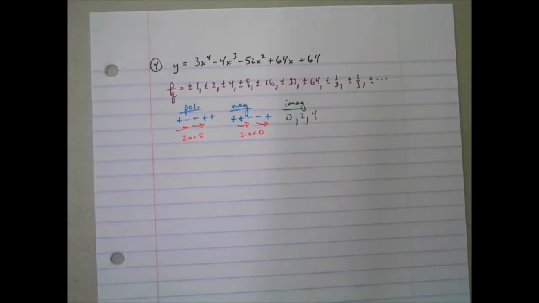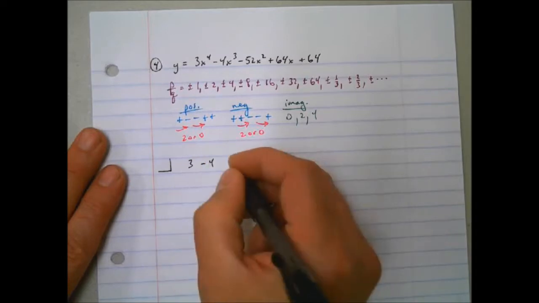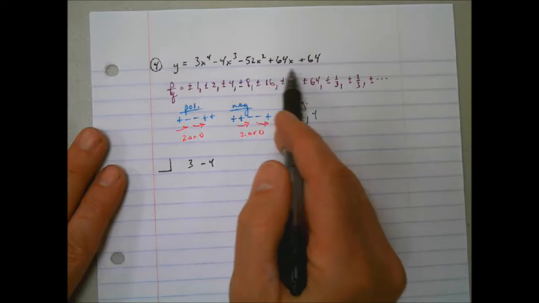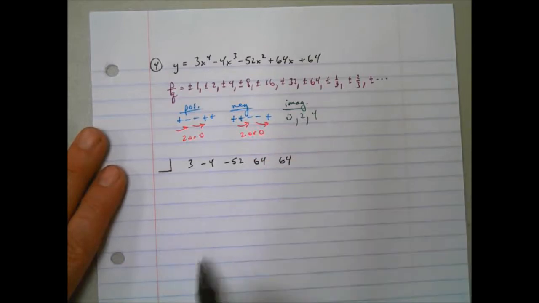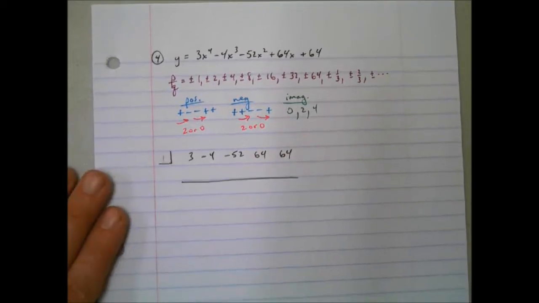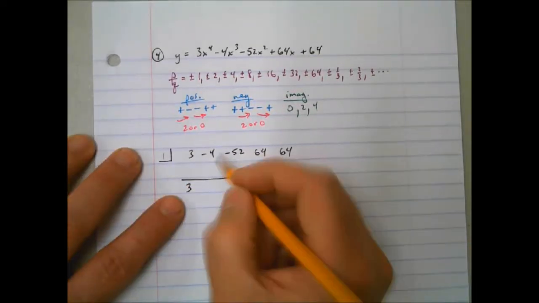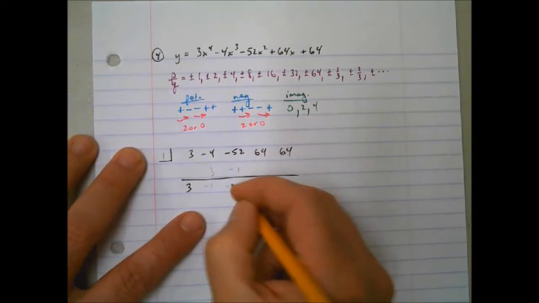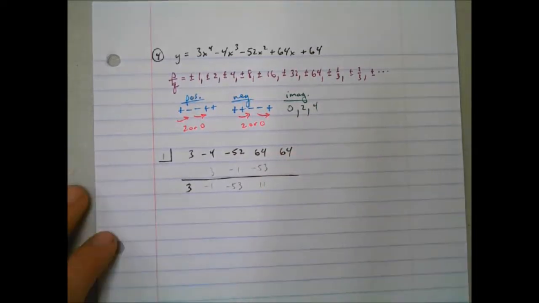Okay, so now at this point, we just have to try some things. Let's set it up. 3, negative 4. Oh, double check: did it skip any powers? No. So 3, negative 4, negative 52, 64, 64. I'm just going to try positive 1 to begin with. Here we go. The first one coming down will be 3. I'll put that in pen, because that's not going to change. So 3, negative 1, negative 1, negative 53, negative 53, 11. No, 1's not working, is it? So I'm going to try negative 1.